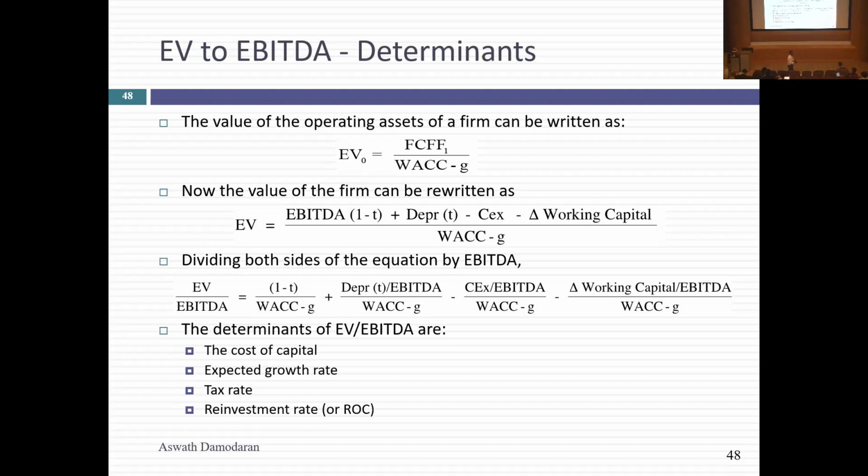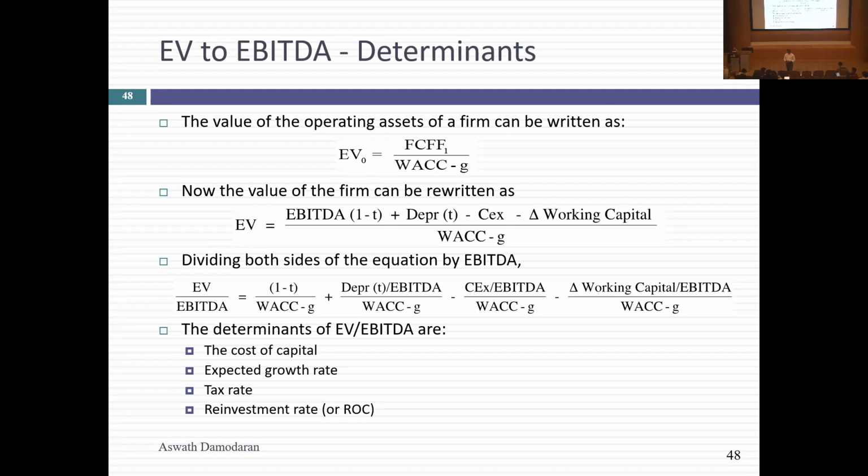Go to the denominator. Holding all else constant, the higher my cost of capital, the lower my EV to EBITDA. Riskier companies should trade at lower EV to EBITDA multiples. And finally, holding all else constant, the higher my growth rate, the higher my EV to EBITDA.